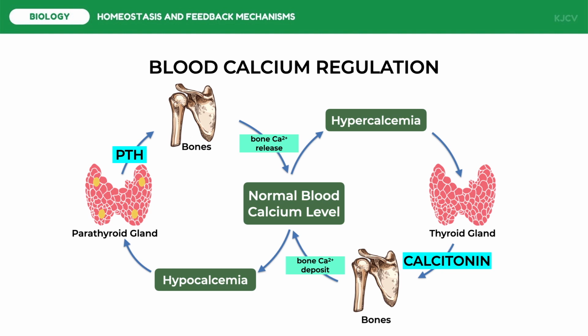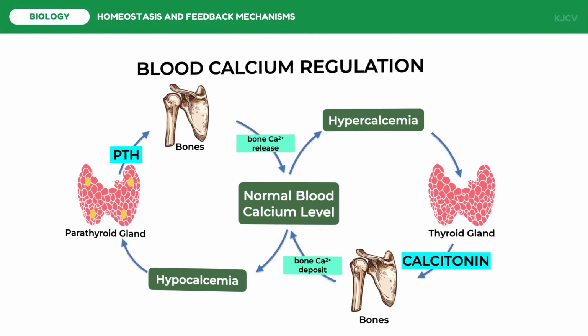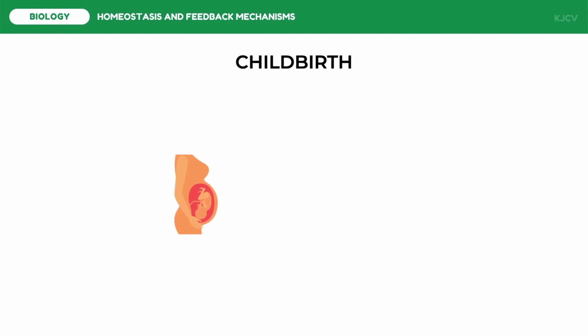Since the thyroid and parathyroid glands secrete calcitonin and parathyroid hormone respectively to bring back the deviation to normal, blood calcium regulation is also a negative feedback loop. Let us now look at the last example. We are going to look at the homeostatic regulation during childbirth.